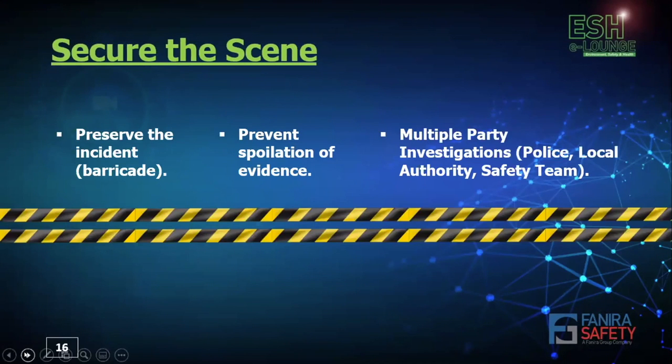So securing the scene is important, particularly when it comes to allowing the investigation team to be able to make considered conclusions from an investigation. So preserve the incident. We all will use barrier tape, the red and white tape or the yellow tape, to prevent spoliation of evidence. And where there's a fatality or very serious injury with potential for fatality or disablement, that will likely require multi-party investigations. And you're now talking about the police coming in or the local authorities. So it becomes critical to ensure that nothing is moved.